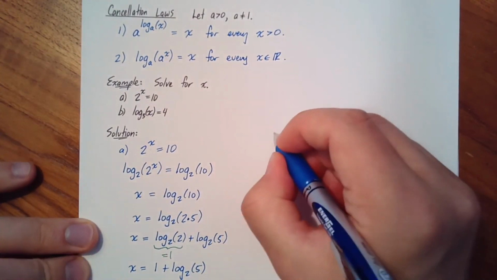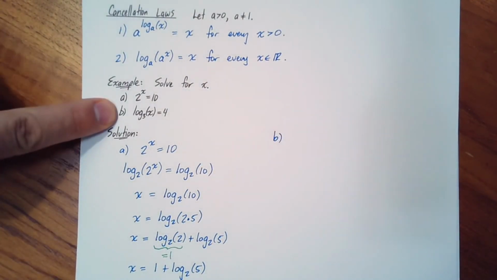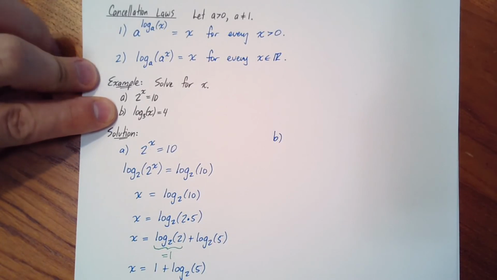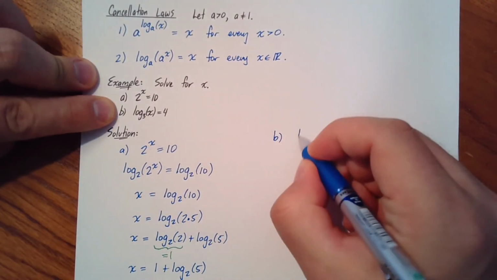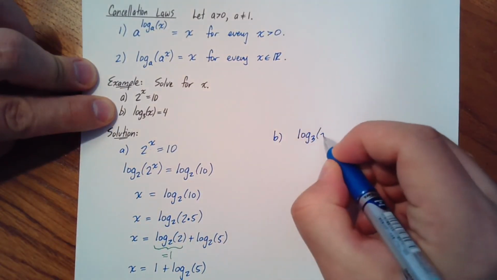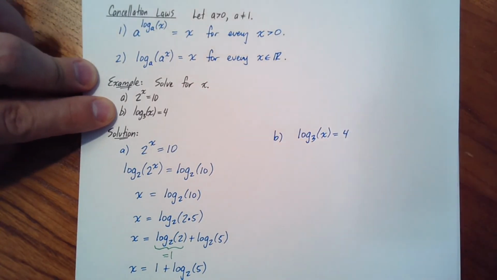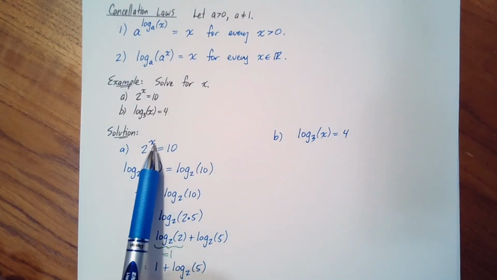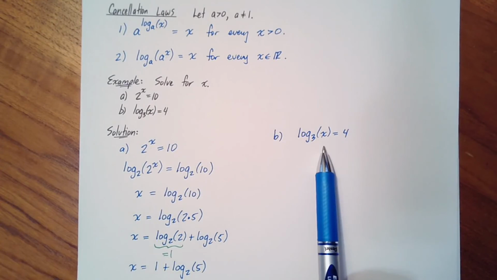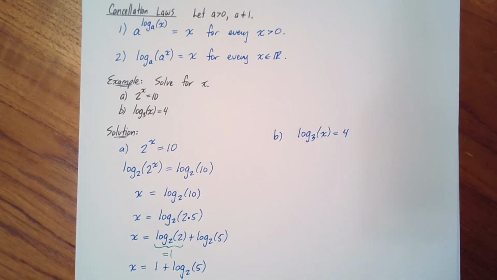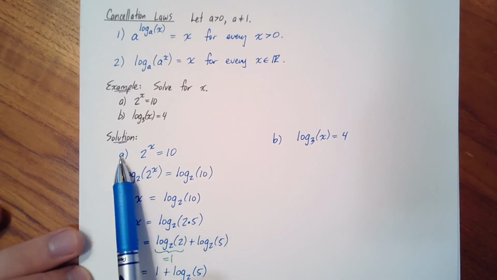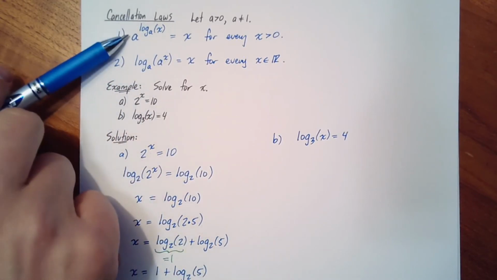Part B, we've got the opposite problem. We've actually got a log appearing in one of the sides of the equation, right? What we have is log base 3 of x is equal to 4. Over here, the variable was trapped as an exponent. Over here, it's trapped inside of a log. So how do you get it out of that log? And the answer is we're going to use a cancellation property just like we did over here, except we're going to use the other cancellation property, right?